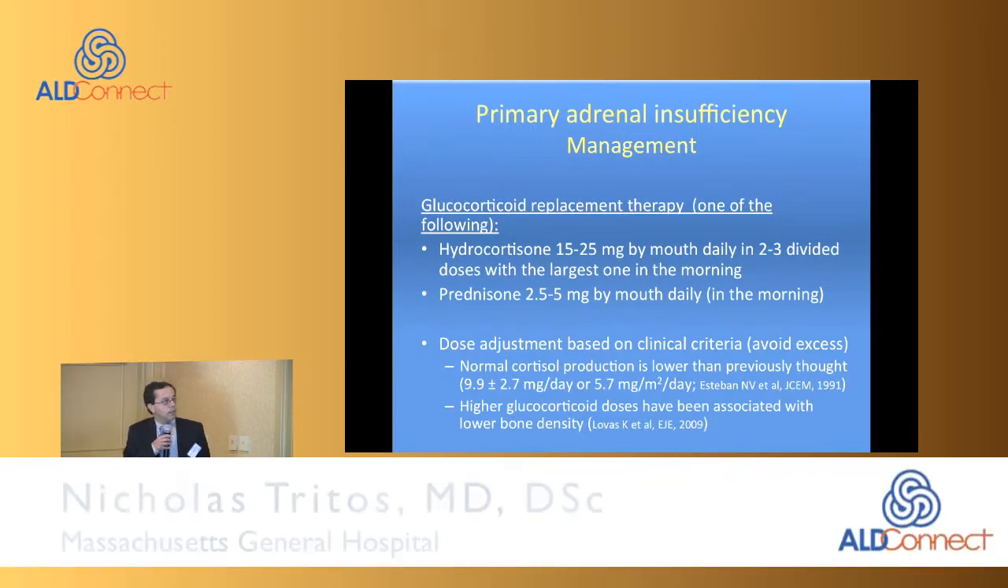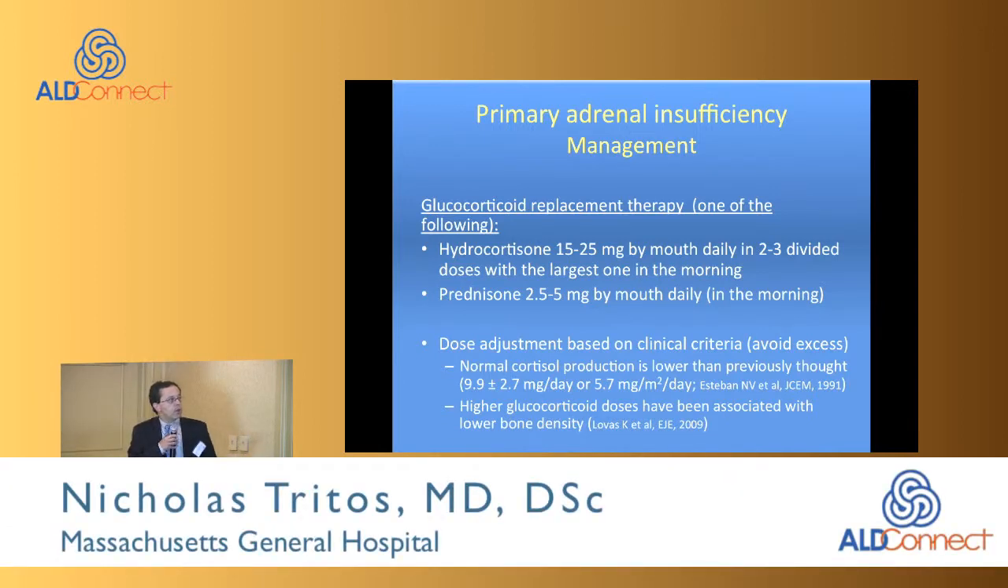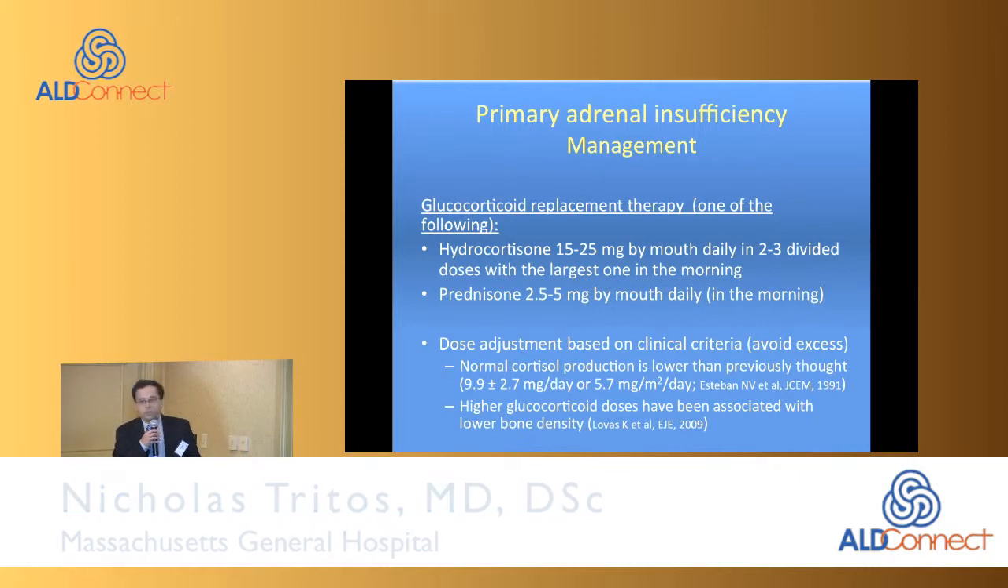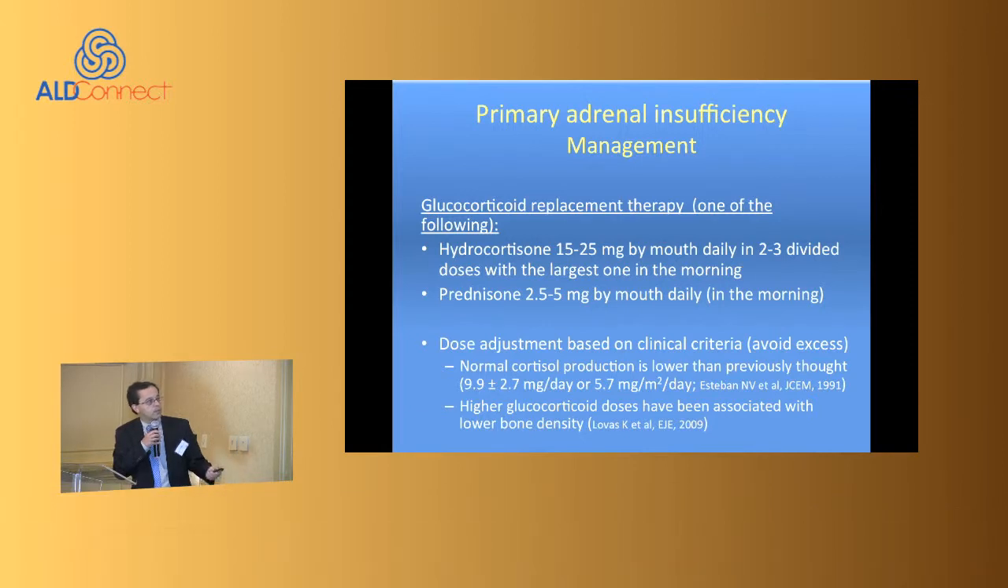In terms of treatment, we use hydrocortisone, which is the same as cortisol, the natural steroid, but also prednisone, which is a synthetic analog. You can see the doses that are typically used. Hydrocortisone has to be divided into 2 or 3 daily doses, with the largest one in the morning, to mimic the normal rhythm of cortisol production to the extent that's possible with current means. Prednisone can usually be given once daily in the morning because it's long-lasting.